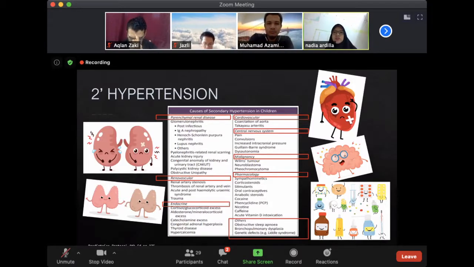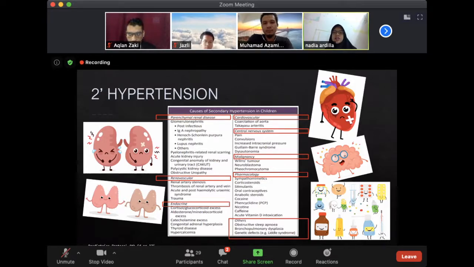Cardiovascular causes such as coarctation of aorta can mess with your blood pressure as well. Central nervous system causes, such as, even in us adults, when we have pain, it can cause a rise in our blood pressure. Convulsion, increased intracranial pressure, Guillain-Barré syndrome, and also dysautonomia. Malignancy such as Wilms tumor and pheochromocytoma can also result in a rise in blood pressure.